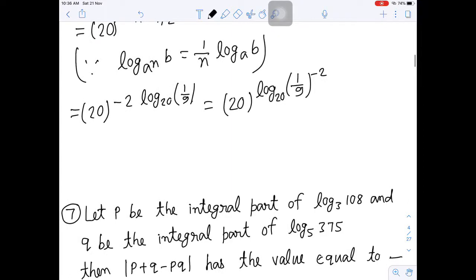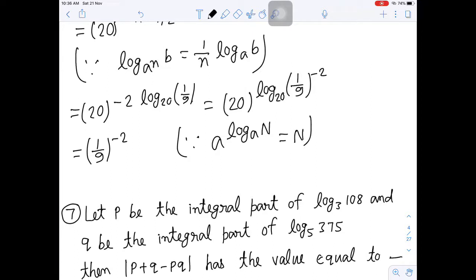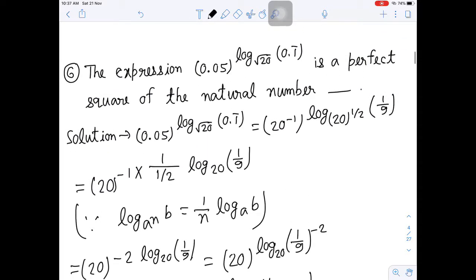Now this can be written as 1 by 9 raised to power minus 2, because there is another rule of log. According to that, a to power log n base a is nothing but n. So here if you compare it, in place of a you have 20, right? And in place of n you have 1 by 9 raised to power minus 2. Now when the power is minus, if you change the power to plus, then the base will become reciprocal. So reciprocal of 1 by 9 is 9 and power will become plus 2. So 9 square, and that's nothing but 81. So that is the answer.